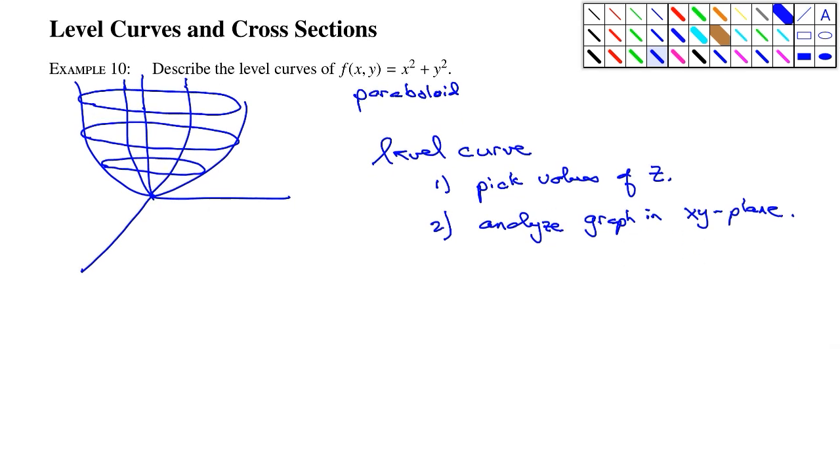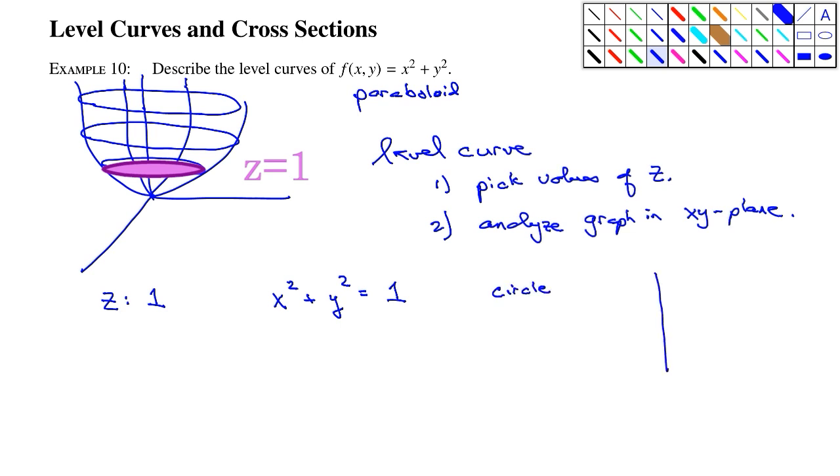So let's pick some values of z. Let's say that z is equal to 1, for example. Then that would be x squared plus y squared is equal to 1, because z is equal to the f of x comma y value. And the question is, what graph is x squared plus y squared? Well, it's a circle. And it's a circle of radius 1.